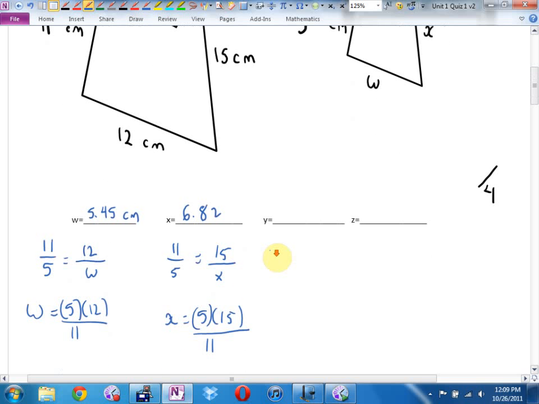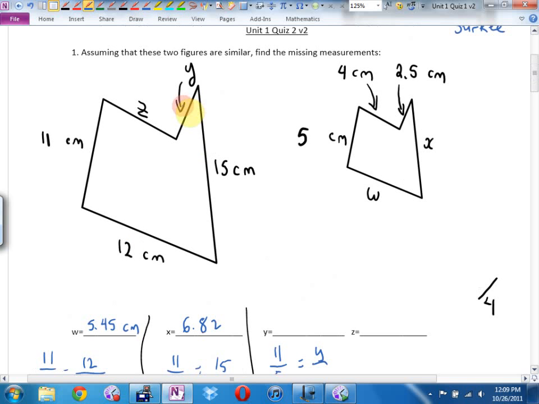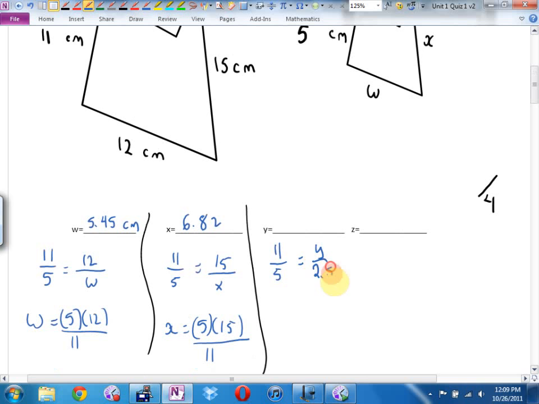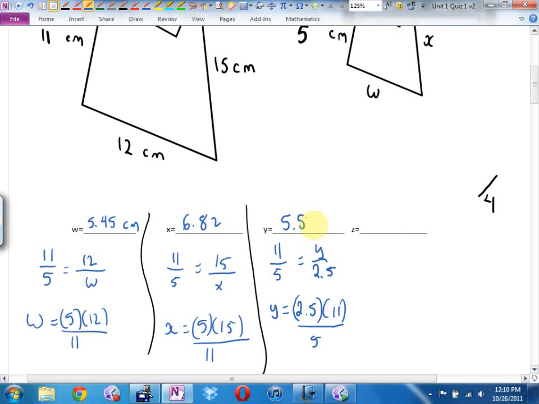So I'm still going to use the same conversion factor here. It's going to be big shape over small shape. Y is in the big shape. Since the big shape is on top, I'll put the big shape on top. What does Y go with in the small shape? Again, it's going to be cross-multiply. Have I mentioned lately that cross-multiplying is one of the most useful skills that we do? Well, it is. You're going to get Y equals 2.5 times 11, and then you would divide by 5 to get the Y by itself. I'm not showing that step because I'm trying to fit this all on one screen. 2.5 times 11 divided by 5 and I get 5.5, well, to one decimal place.